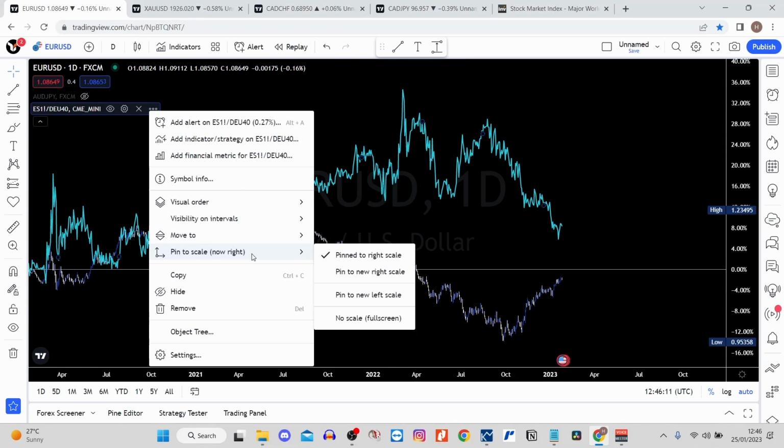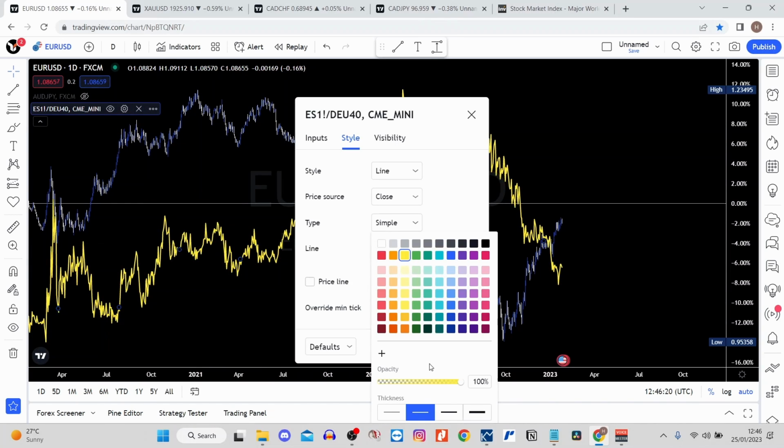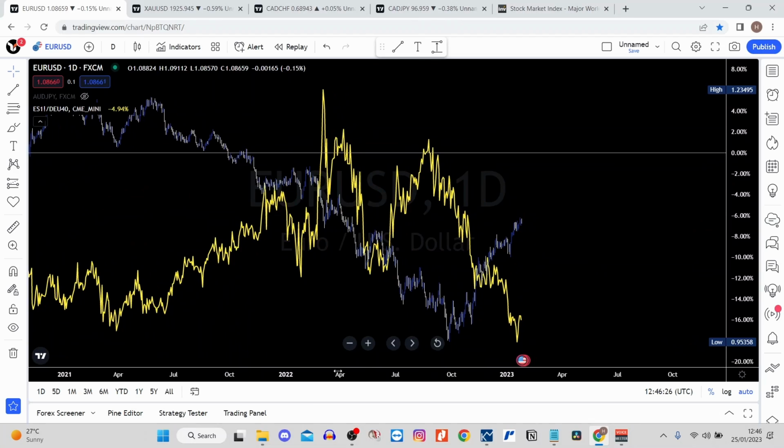First thing, guys, I always remind you: pin to scale or no scale, and change it to a color that will help you analyze quickly, in and out. We don't really need to spend too much time on this. We just need to understand where equities are pricing this currency. We've seen how bonds are pricing this currency in terms of value.